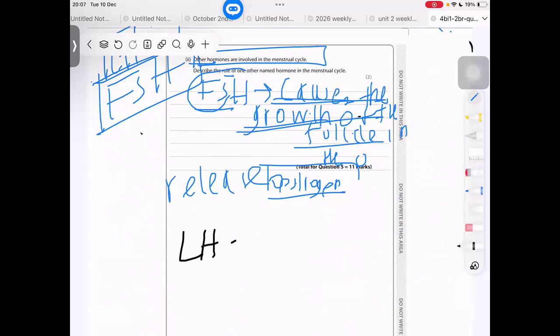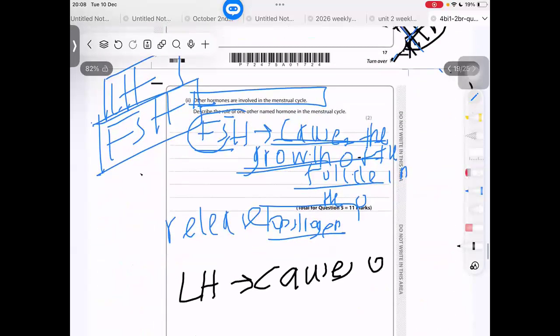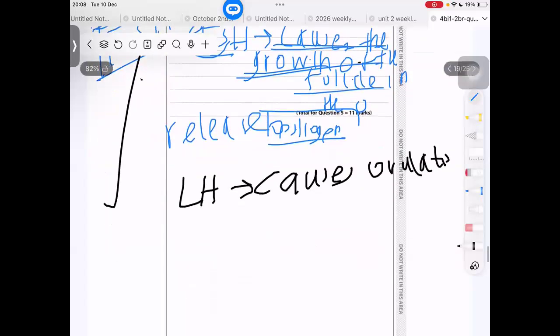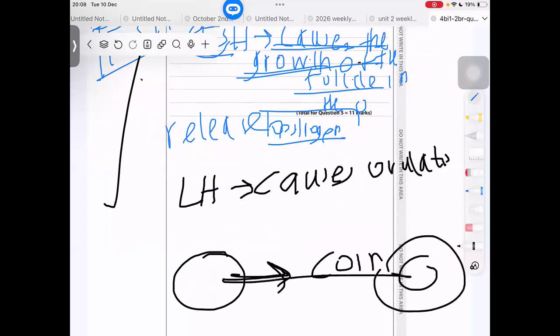And LH mainly causes the ovulation. More than any other hormone, even though here they have given estrogen as a very big peak, if you compare the LH peak, that is going to be really high, because the LH peak is the one which causes the ovulation to happen. Due to the LH surge only, there will be ovulation taking place. And also, after ovulation, the follicle should be converted into a corpus luteum. This is also done by the LH hormone.